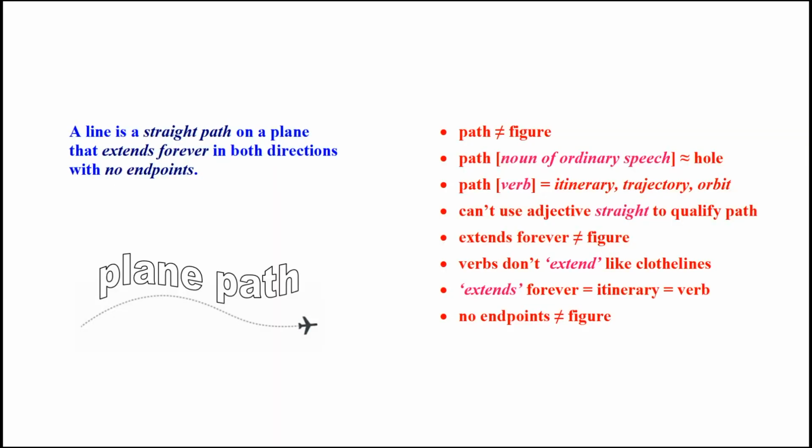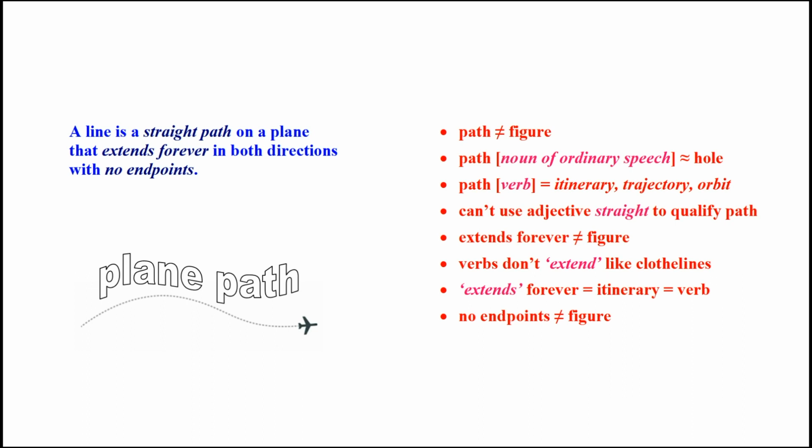Here it is. Let's go with the first one. He says, a line is a straight path. Well, a path is not a figure. A path, like there you have a plane path, right? A path made by a plane. This one's crooked, it's not straight, okay? But if a path is not a figure, it doesn't even belong in geometry.